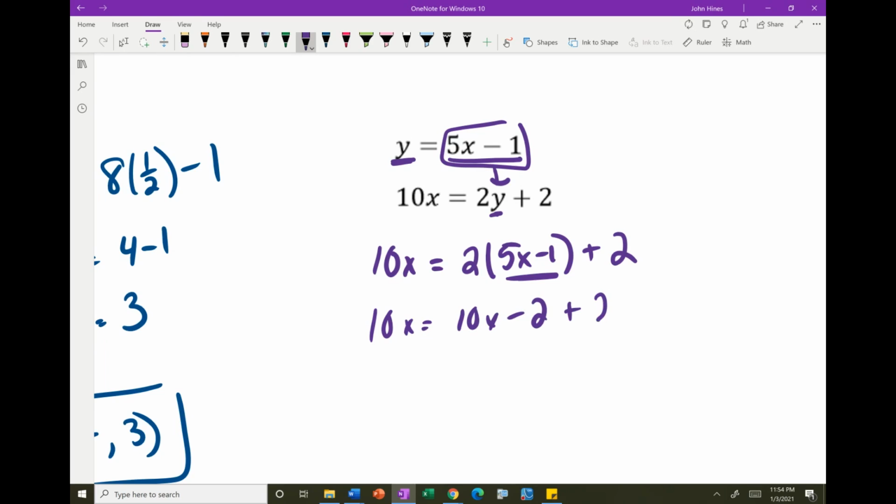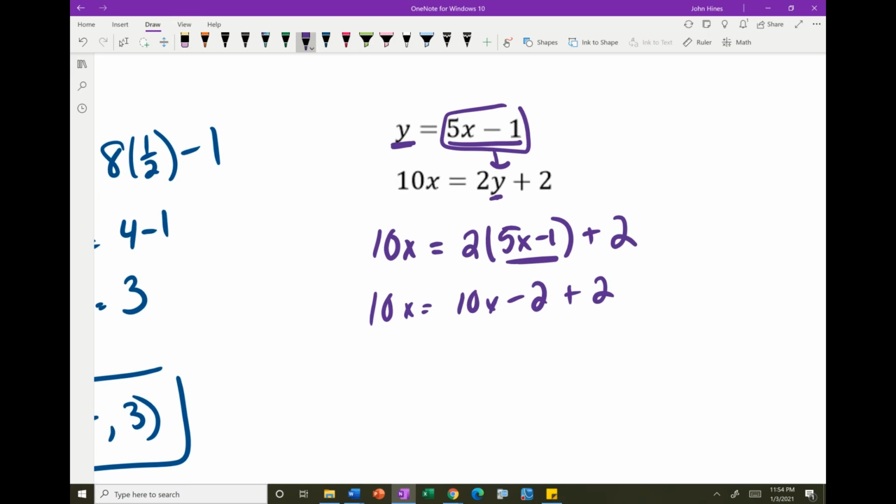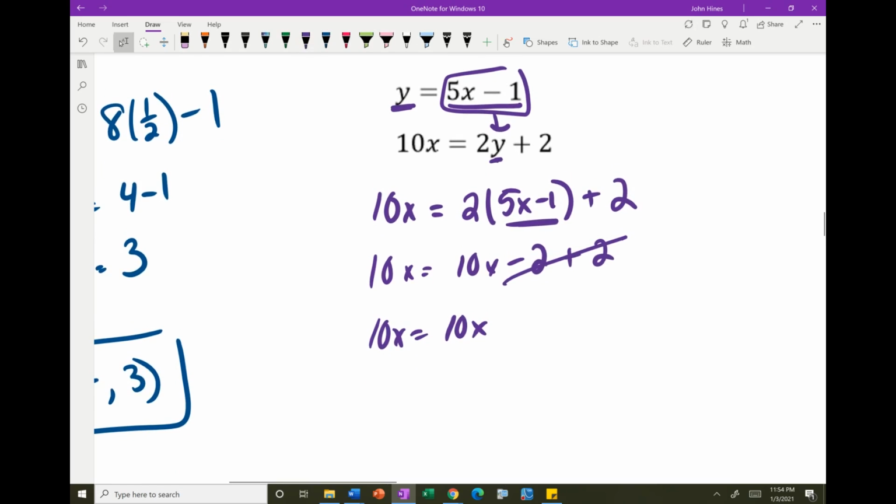Everyone's second favorite property. All right, those add to 0, so I get 10x equals 10x. Well, this is the same thing on both sides. When I have one thing on this side equals the same thing on that side, that tells me there's infinitely many solutions.